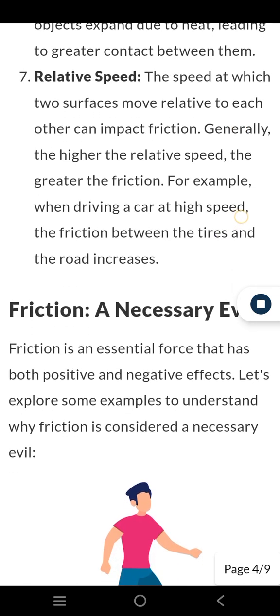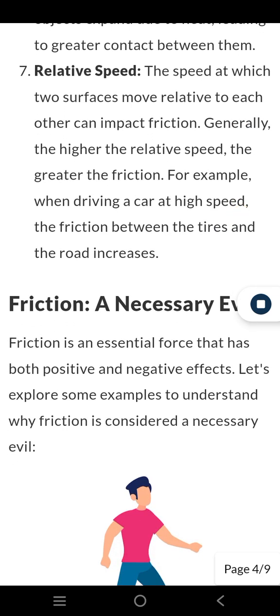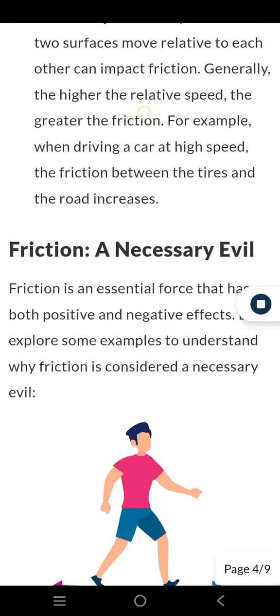Relative speed. The speed at which two surfaces move relative to each other can impact friction. Generally, the higher the relative speed, the greater the friction. For example, when driving a car at high speed, the friction between the tires and the road increases.